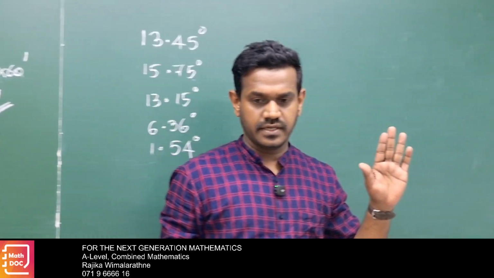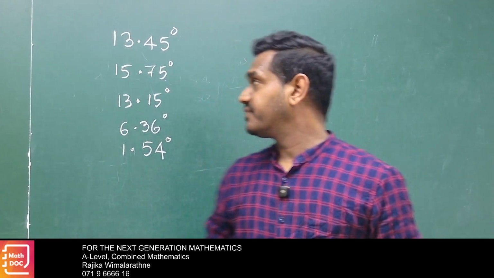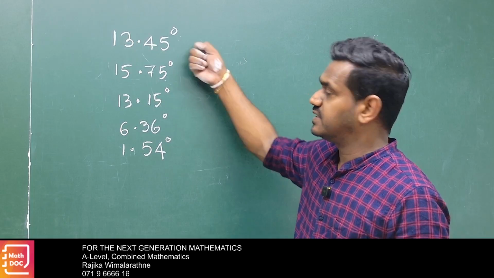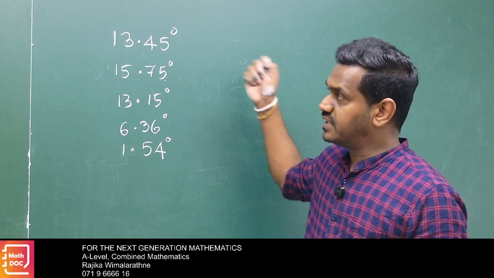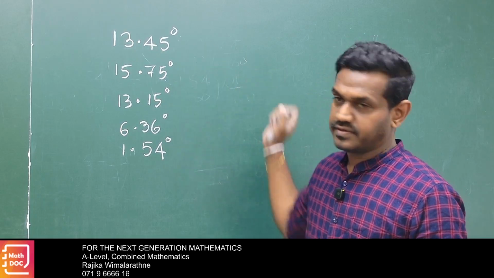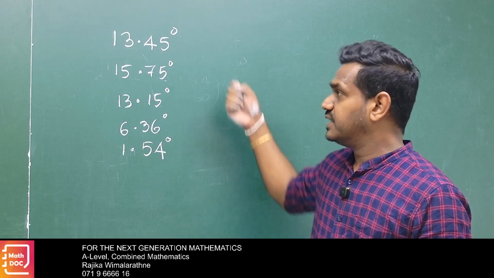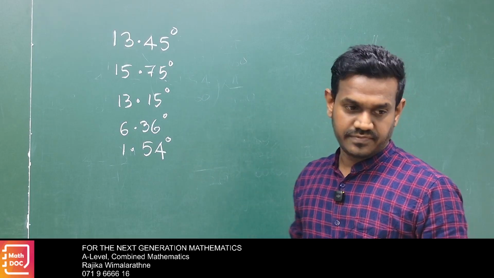Okay, then you convert this. Here we have degrees with decimals. You convert into minutes and seconds. If you need seconds, then you have to do this, and for minutes as well, minutes and seconds as well.